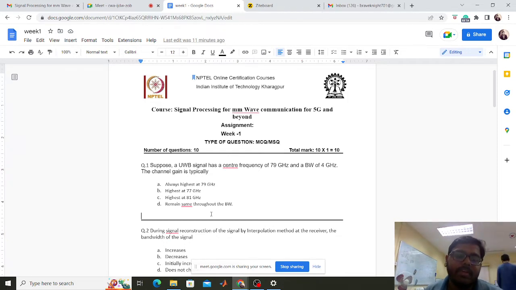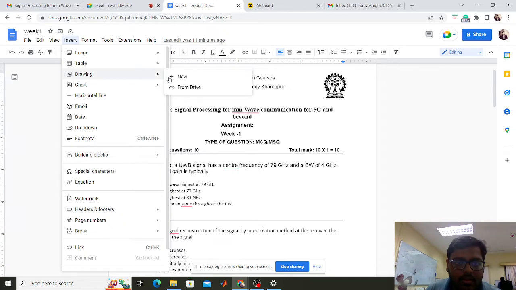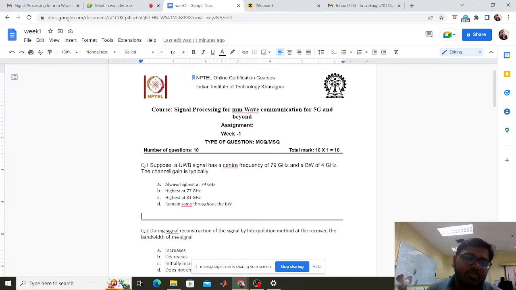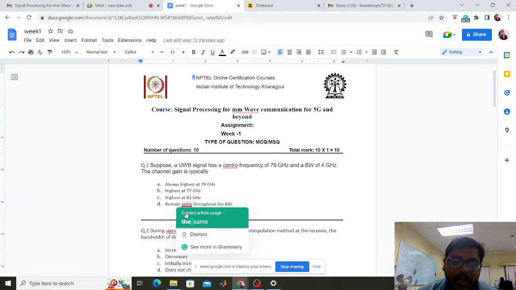So this was the previous run's questions and answers. Let us start from question number 1. Suppose there is an ultra wideband signal which has a center frequency of 79 gigahertz and a bandwidth of 4 gigahertz. The question is, the channel gain is typically always highest at 79 gigahertz, highest at 77 gigahertz, highest at 81 gigahertz, or remains the same through the bandwidth. So let us solve this problem.